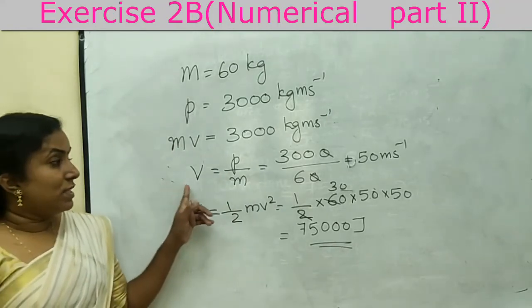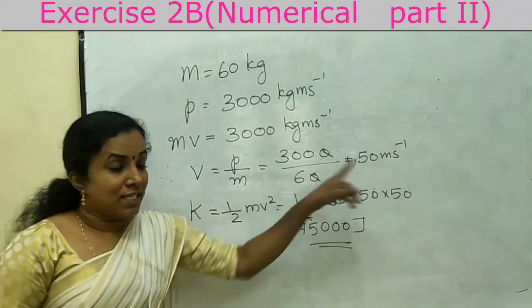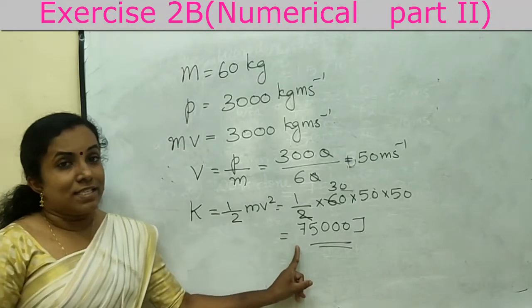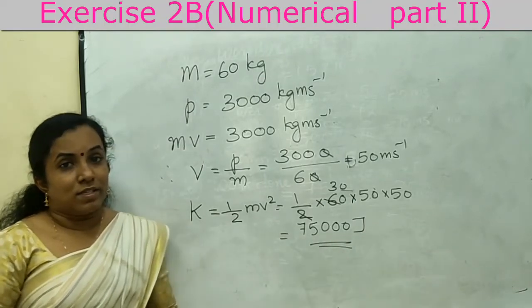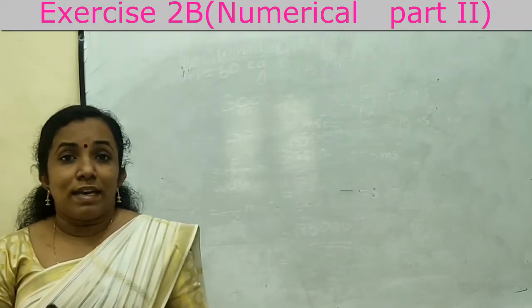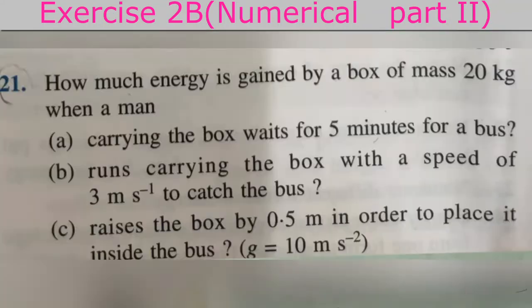Therefore, the velocity is 50 meter per second and the kinetic energy is 75,000 joule. Now, let's move to the next question.